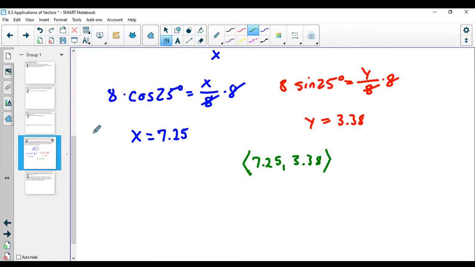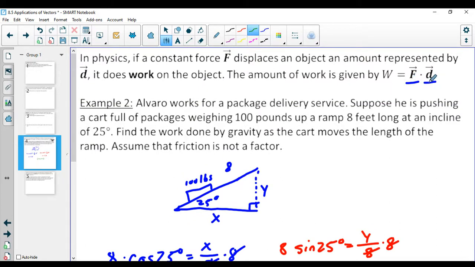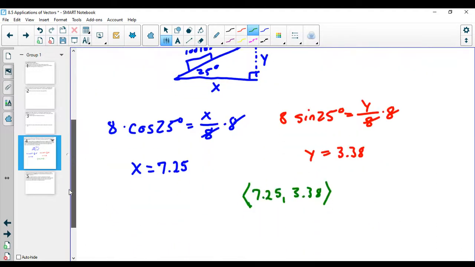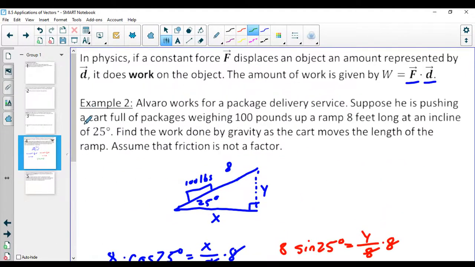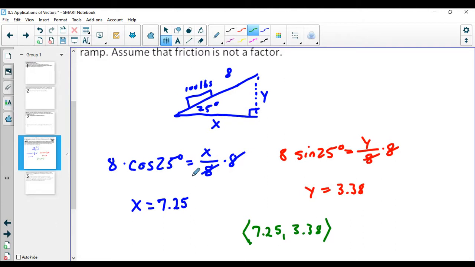Okay. So that's one vector. Can you guys tell me whether that is F or D? I'll go back up. F is a constant force. D is displacement. What did I find here? Is this constant force or displacement of this box?